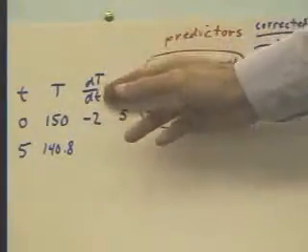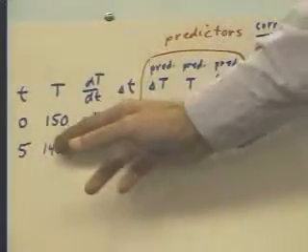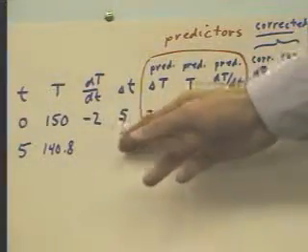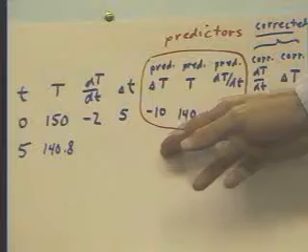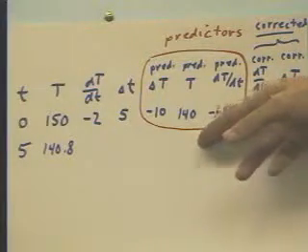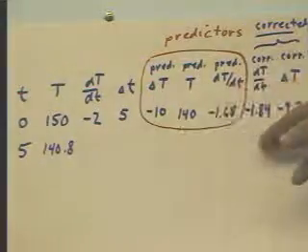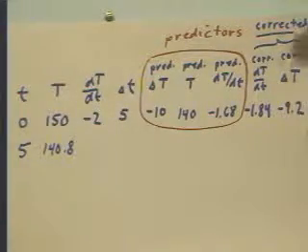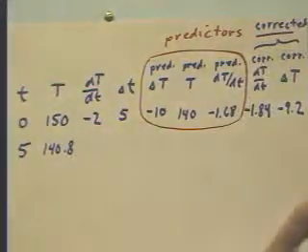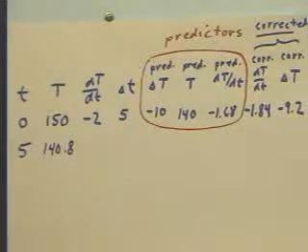We could then follow this process, get our dt, our rate for 140.8 degrees, apply that for 5 minutes, use that as a predictor, predict the temperature, predict the rate, average the two rates in this column, and get a corrected delta t, which we would then apply. And we would continue the process in this manner.